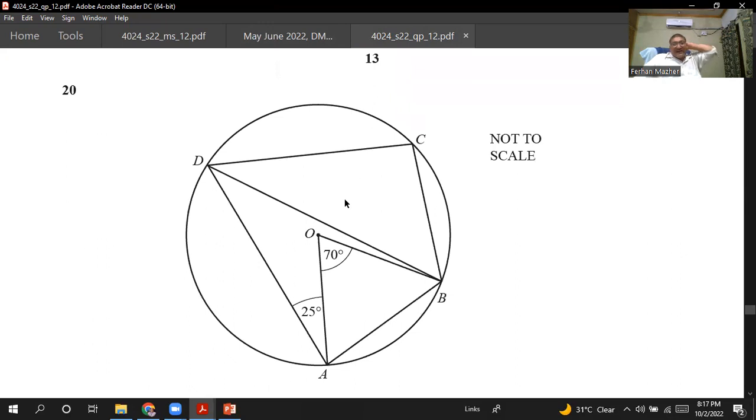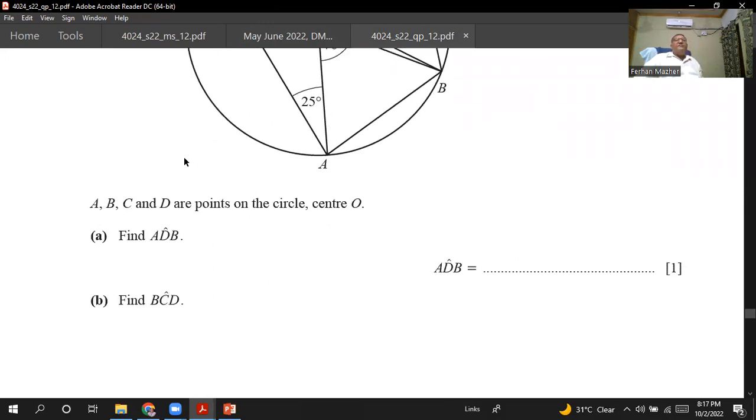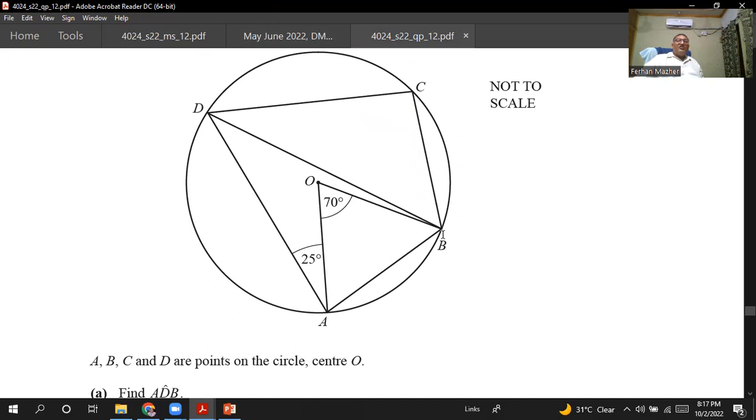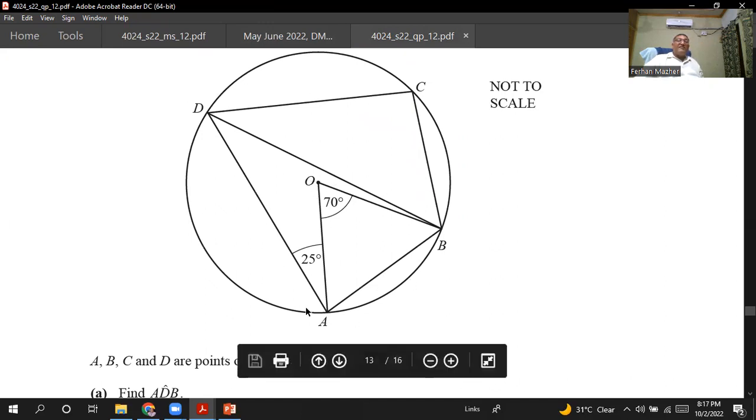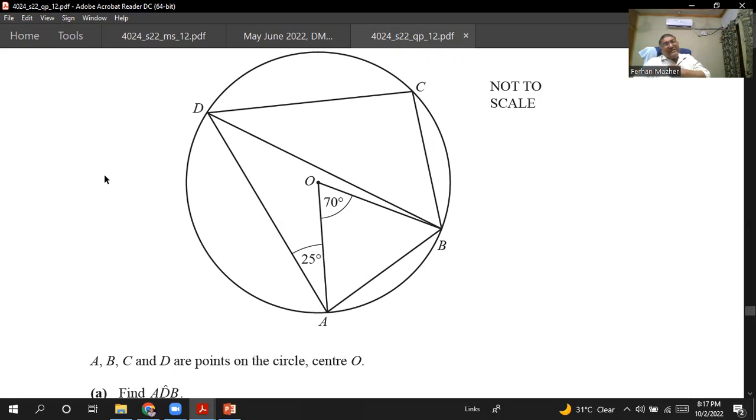Okay, so we are going to the next question. That's question number 20. Here we have A, B, C, and D, the points on the circle with center O. Find the ADB. So this is the center. A, B, C, D are the points on the circumference. They are making a cyclic quadrilateral. So this is a chord AB. You joined it with the center. So the angle subtended by the chord AB at the center is 70 degrees.